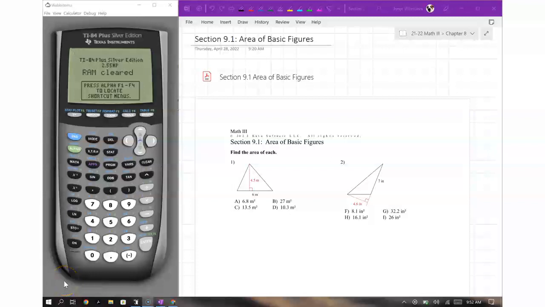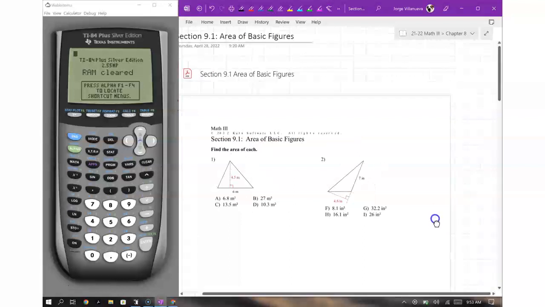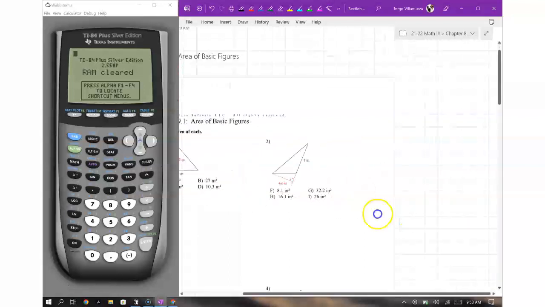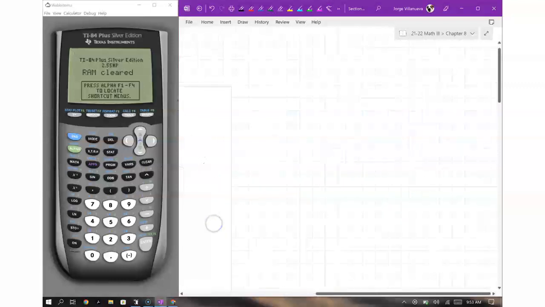All right, so we're going to be working on section 9.1. It's areas of basic figures. The figures that we're going to be looking at, like I said, are squares, parallelograms, triangles, and trapezoids. So what I'm going to do first is go ahead and give you all of those formulas. Let's write down all the formulas that I just mentioned.